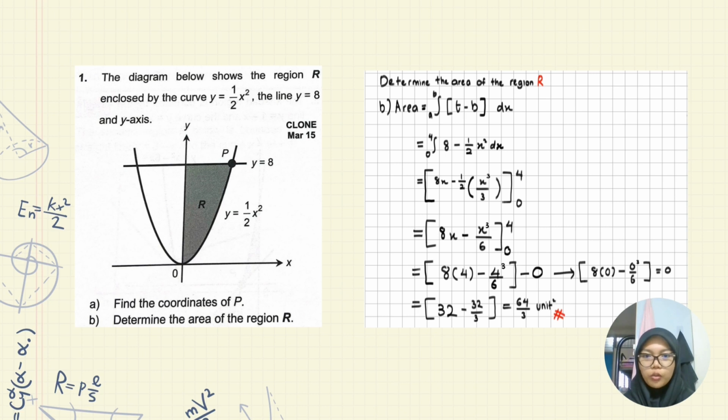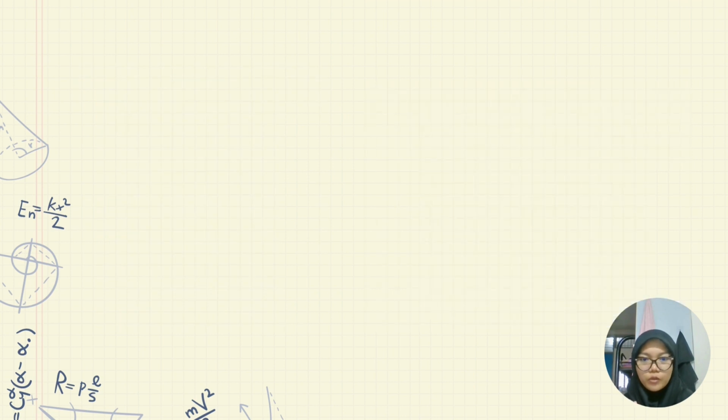Multiply 1 over 2 with 1 over 3, which equals x cubed over 6. Next, implement the limit values into our equation. So 8 multiplied by 4 minus 4 cubed over 6, minus 0. Why 0? Because 8 multiplied by 0 minus 0 cubed over 6 equals 0. And finally, we got the shaded region area. Our area is 64 over 3 units squared.